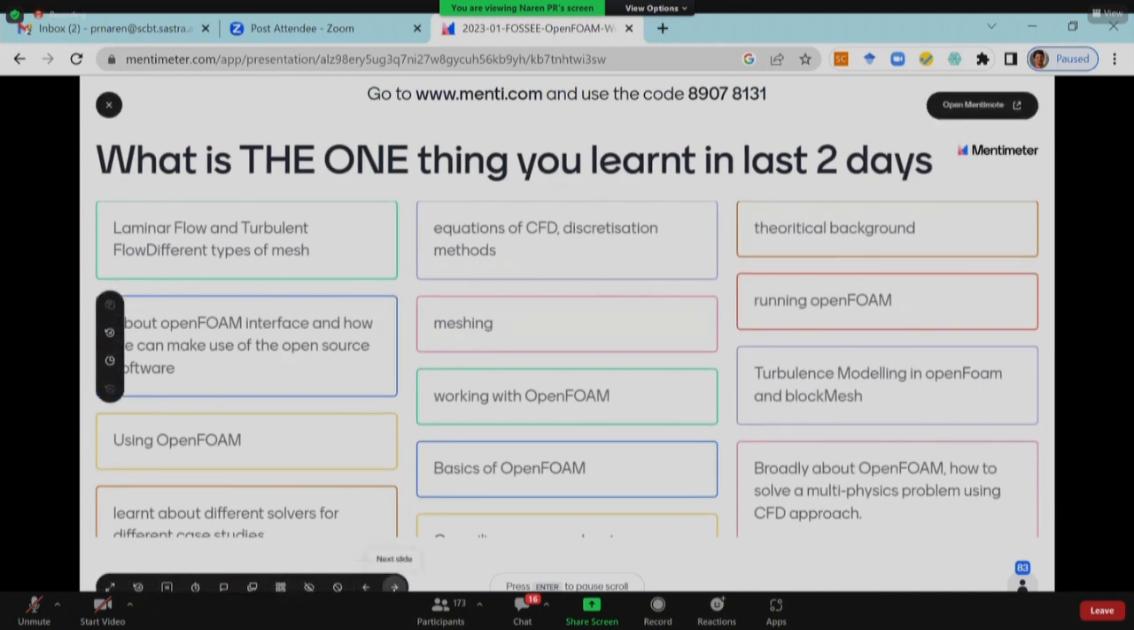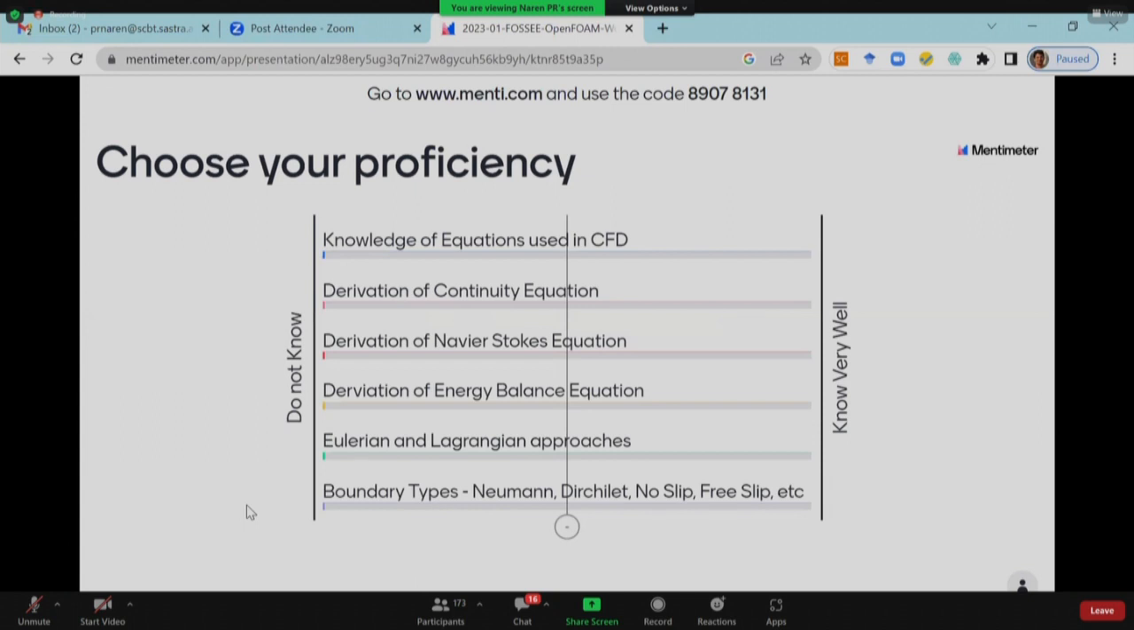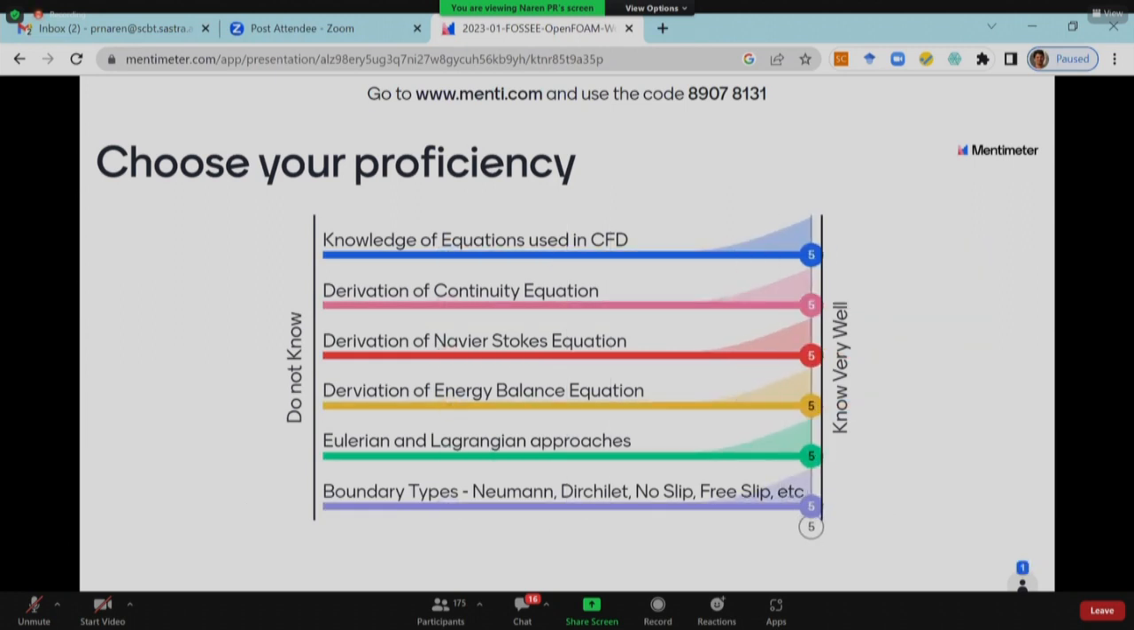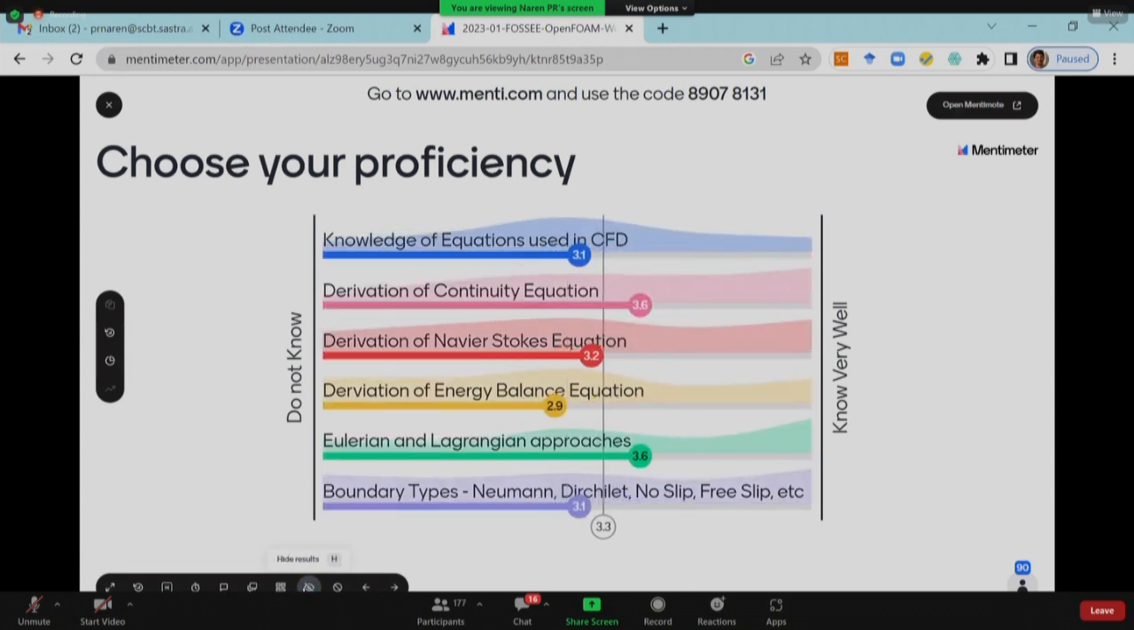So nice. The next is something little you need to think and put: what is your proficiency in these things. On the right hand side, one choice is that you know it very well. Let me just hide the results. Okay, let us have people enter. 13 people have entered now. There are about 90 people. So now you can see the average of what people have responded.